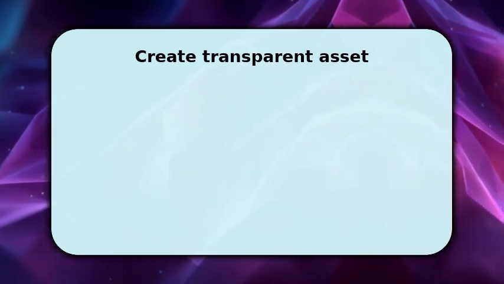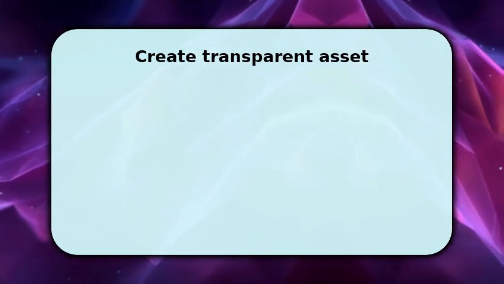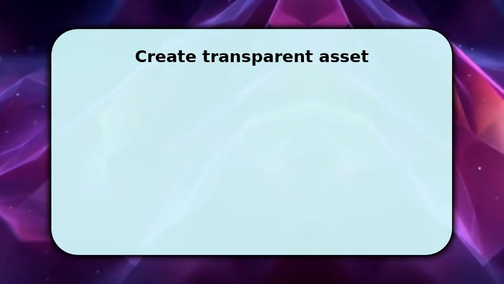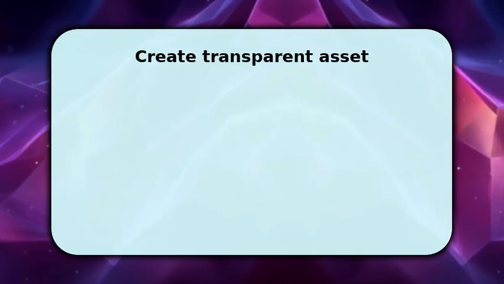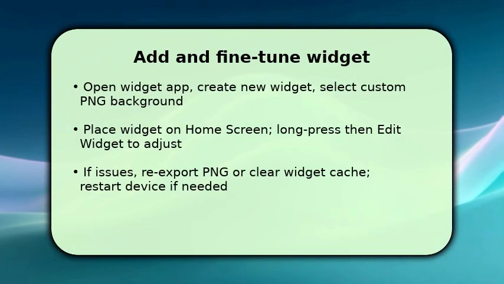Pinch to zoom and look for checkerboard or expected gaps. If transparency didn't survive, re-export with the correct settings. This ensures the widget will truly show your home screen beneath. Finish by creating the widget inside your chosen app and assigning the transparent PNG as the background.